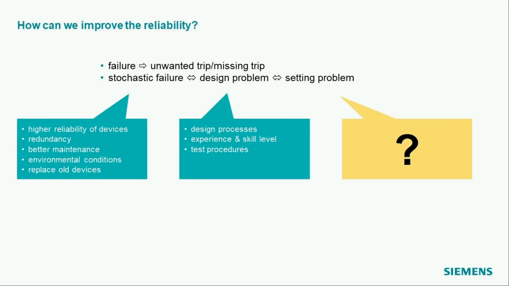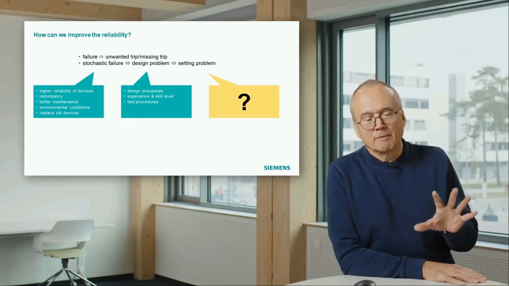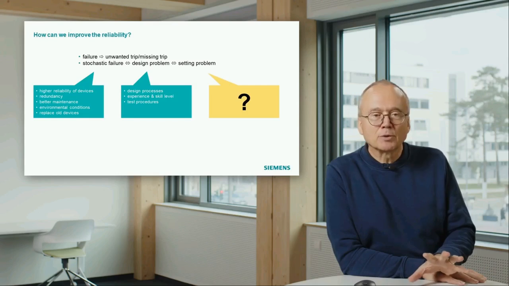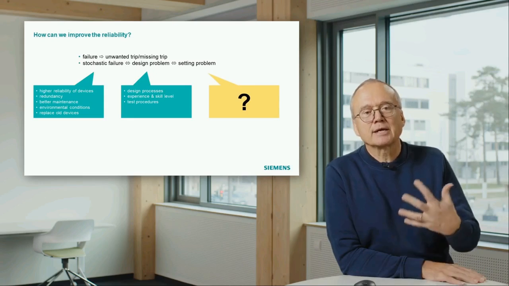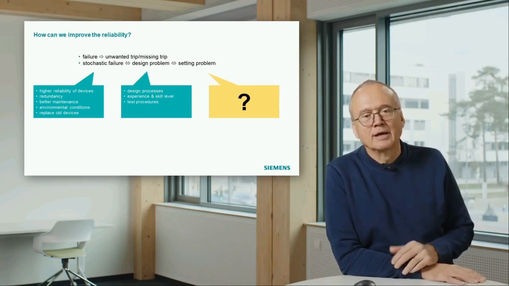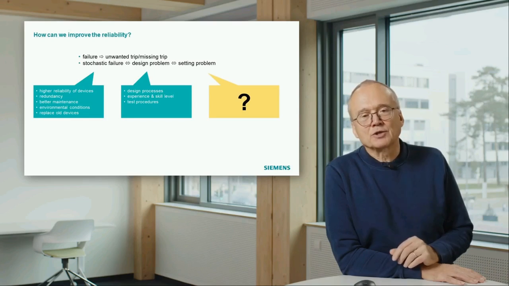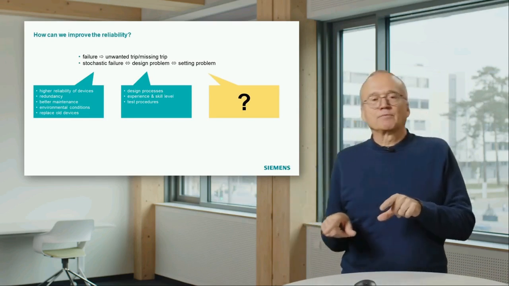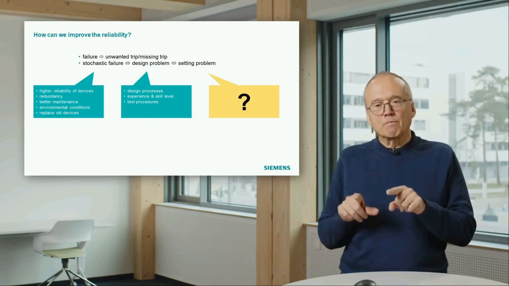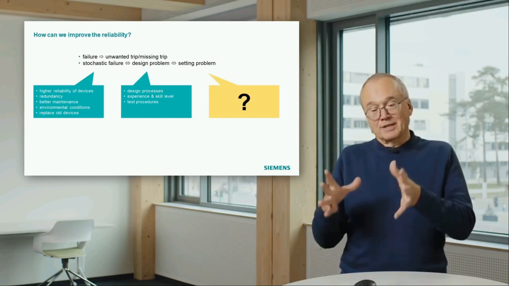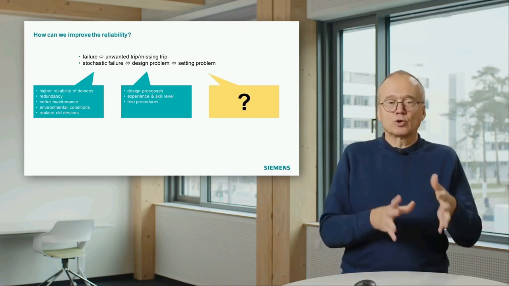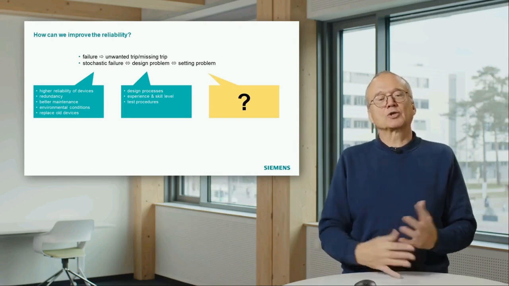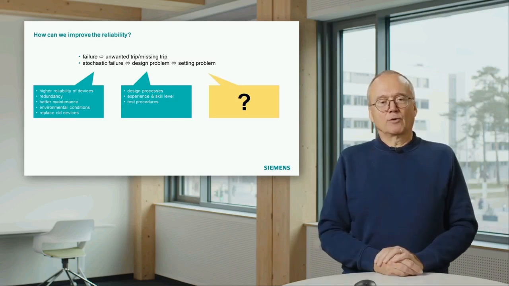All these things refer mainly to stochastic failures. Then we have the design problems, and that is a thing which affects the manufacturers of relays, but also the users. The manufacturers have to look at their development processes, design, also testing. Are the processes okay? Is the experience and skill level okay? Do we have proper test procedures? But that also refers to those people who build the protections or who design the protection schemes and also do the commissioning. Also there you can make faults.